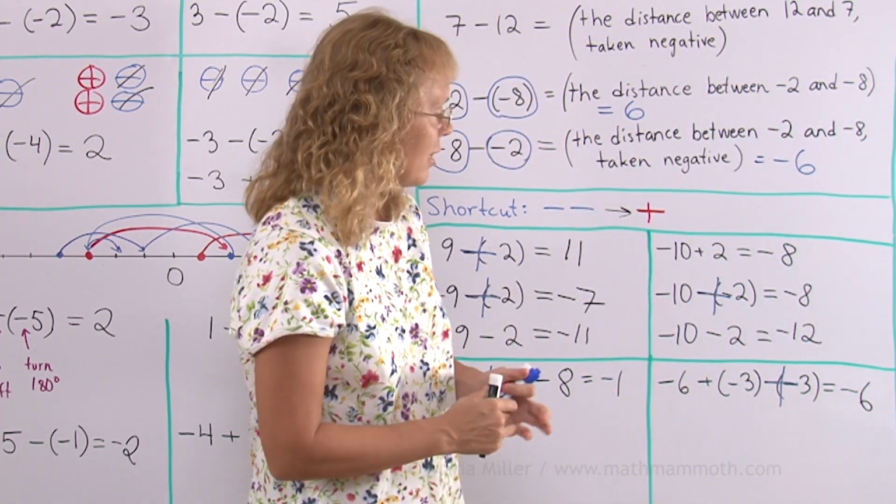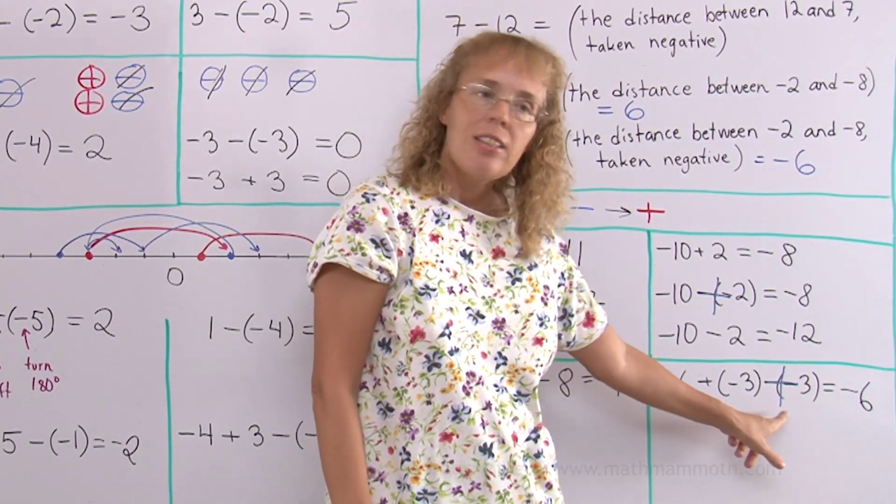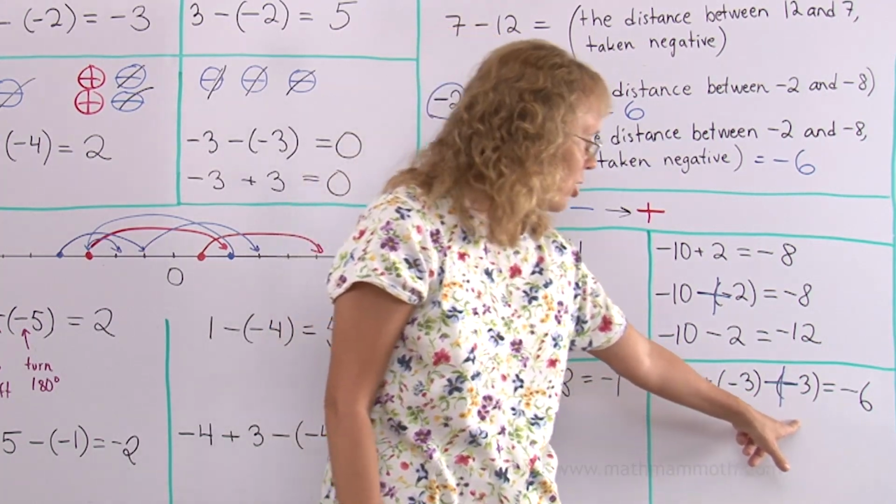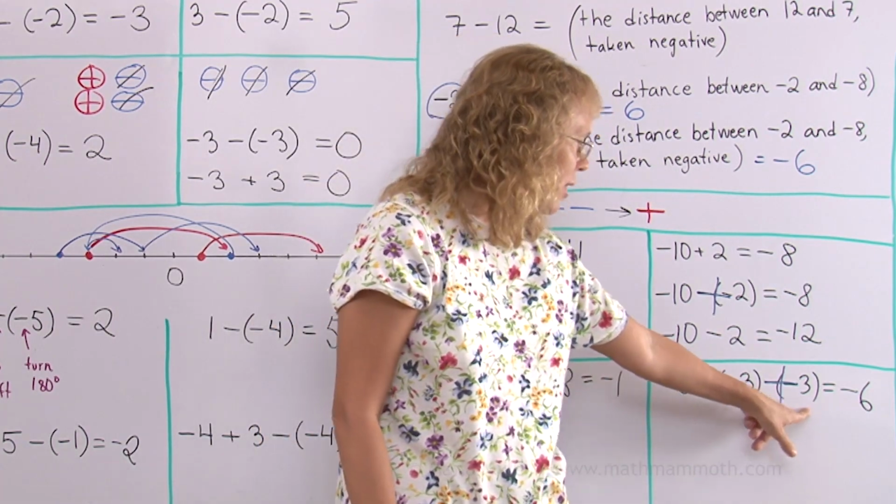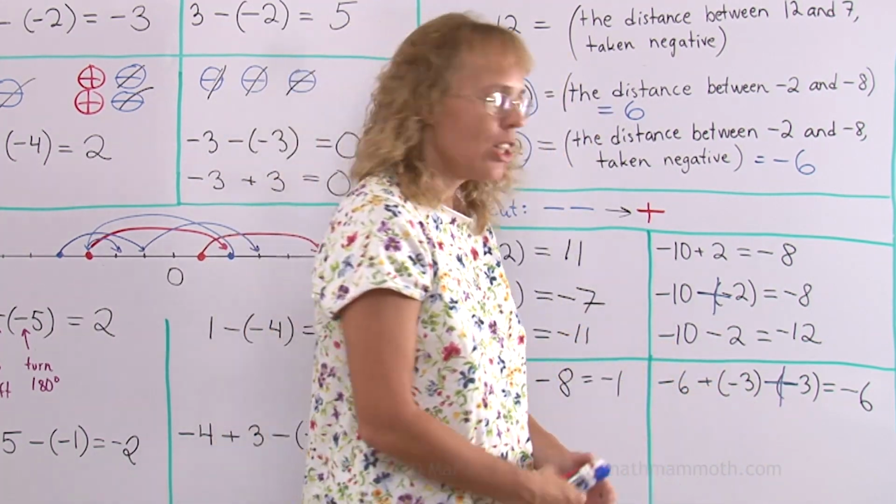It is basically adding a negative 3 and adding a 3. These basically cancelled each other. These two actually are like adding a 0, so that's why the negative 6 didn't change anyway.